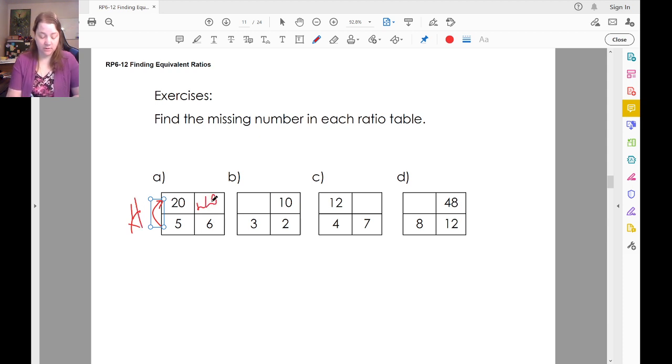6 times 4 is 24. 2 times 5 is 10. 3 times 5 is 15. And so on. 4 times 3 is 12. 7 times 3 is 21. 12 times 4, 8 times 4.